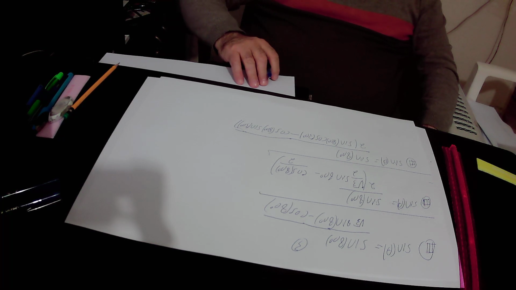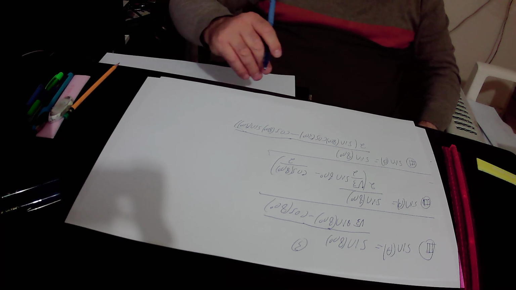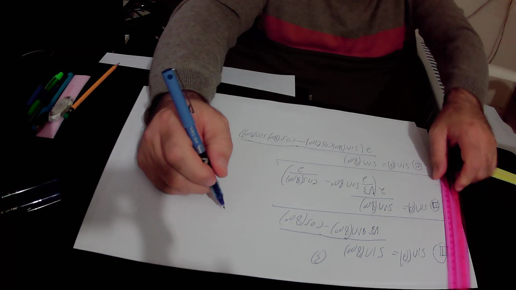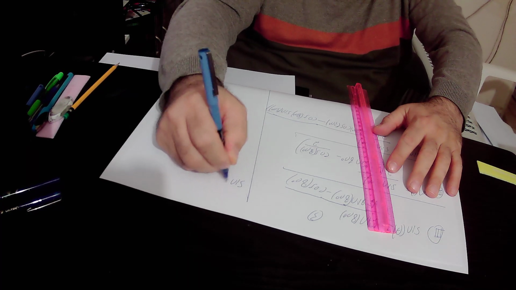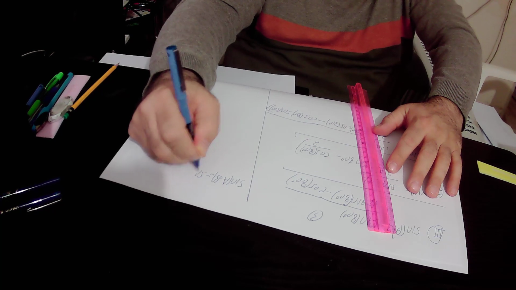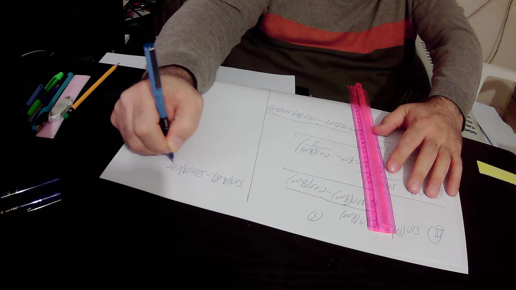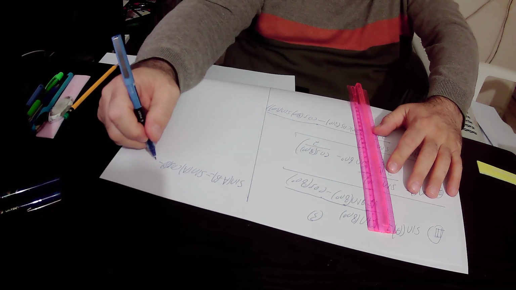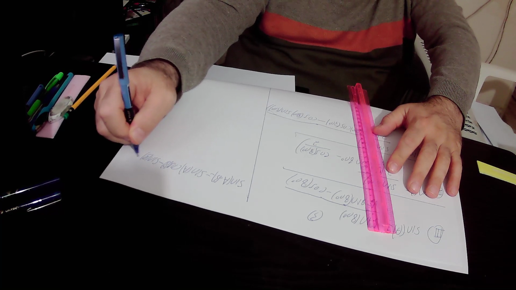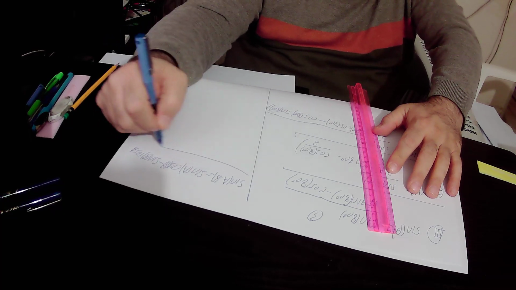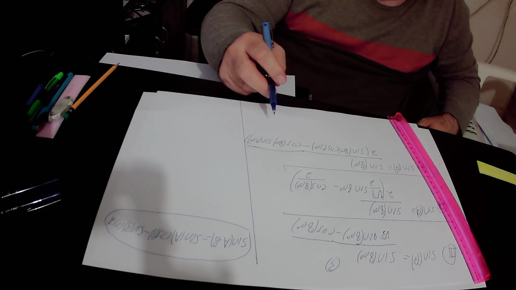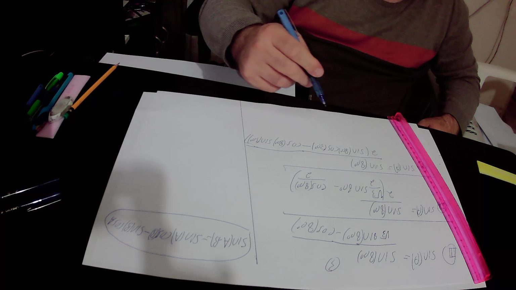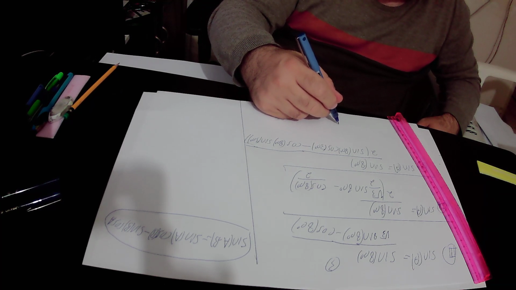And here we have the trigonometric identity that states that sine A minus B equals sine A cosine B minus sine B cosine A. So according to this trigonometric identity, we will get that the value of sine 80 degrees cosine 30 degrees minus sine 30 degrees cosine 80 degrees equals sine 80 degrees minus 30 degrees.